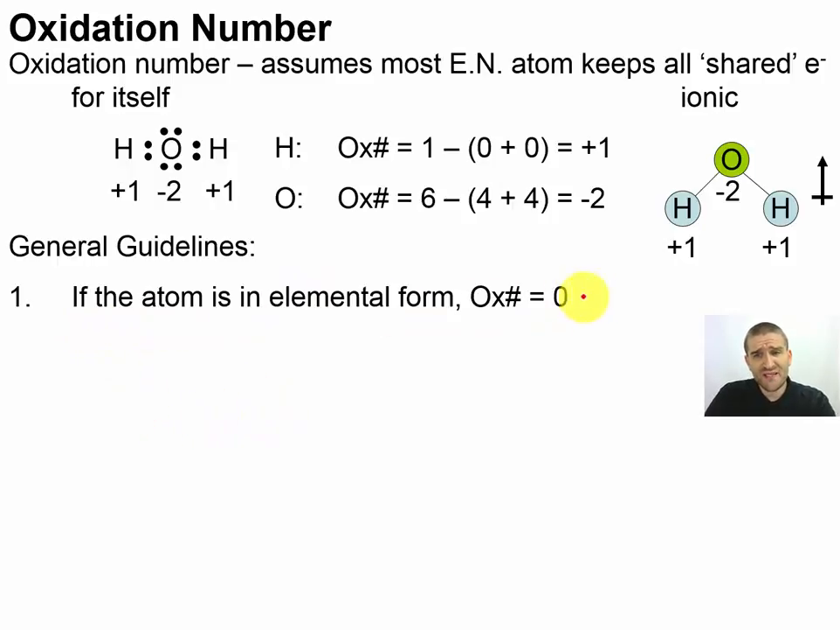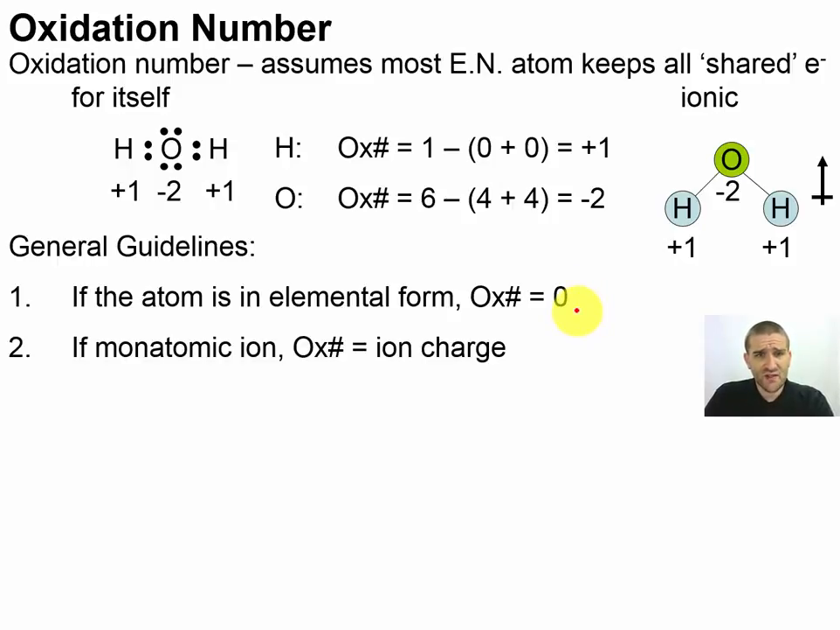That means the atom will be 0, but we still have to go through the whole molecule to find out the rest of the atom types. The second rule says that if it's a monatomic ion, then the oxidation number will equal the ion charge. In other words, this is something we already knew. If we have Fe2+, its oxidation number is +2. If we had iron 3+, its oxidation number is +3. If I have O2-, it's an oxidation number of -2. So for monatomic ions, oxidation number is the same as the charge.